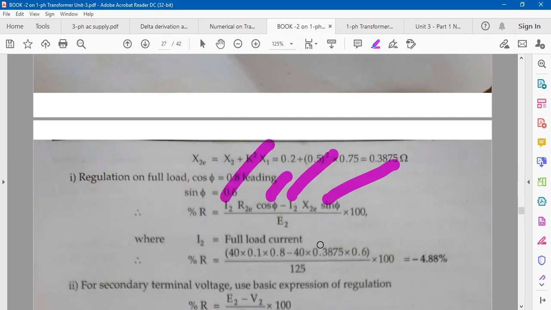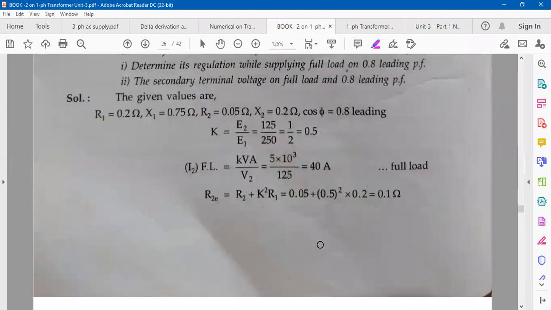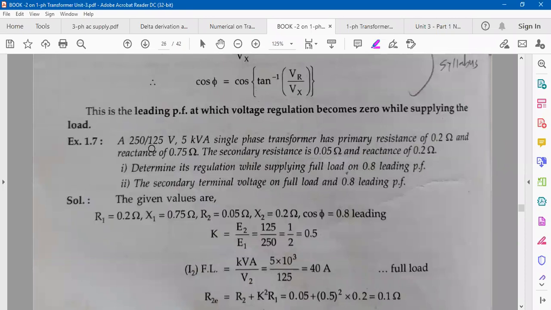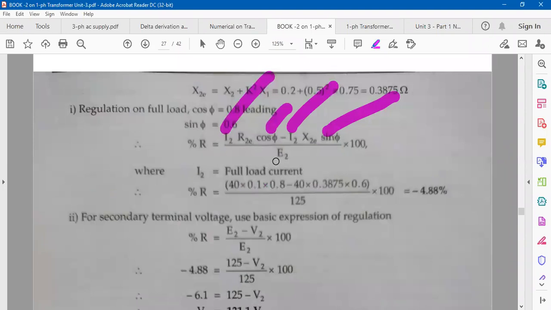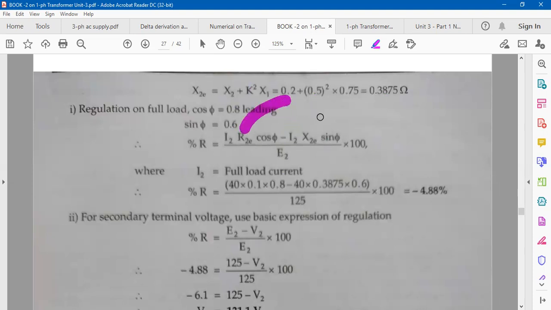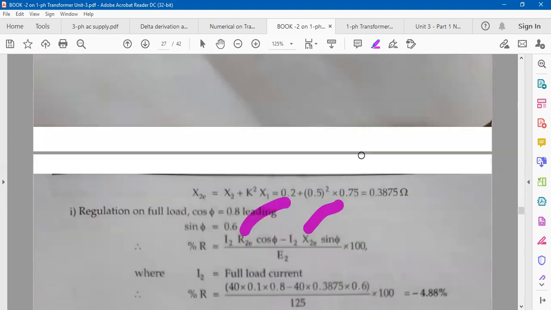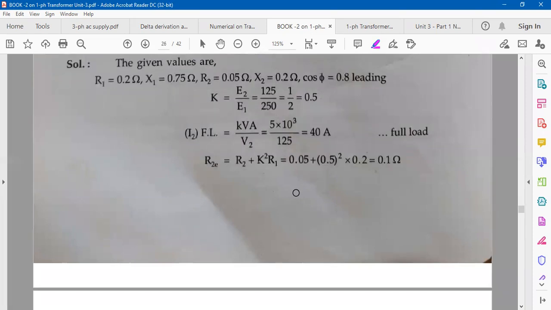What about E2 here? E2 here you have to take as V2. They considered E2 here as V2. You consider E2 equals V2. And next, which parameters are left? Only R2e and X2e. The formula we have seen, transfer of parameters.